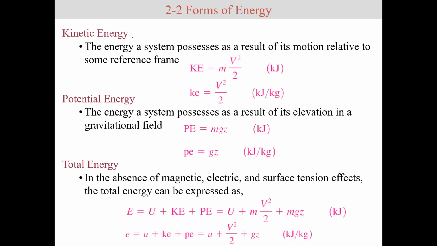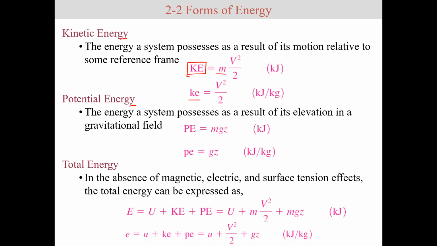Other forms of energy, for example, is kinetic. The energy a system possesses as a result of its motion relative to a reference frame. So that would be a macroscopic form. So if I have a system, for example, a car, and the car is moving at a velocity, and I compare that to a stationary object, that car has a kinetic energy relative to the velocity. Now, again, kinetic energy can be put into specific terms. If I divide through by mass, my kinetic energy would just be v squared over 2 as opposed to mv squared over 2.